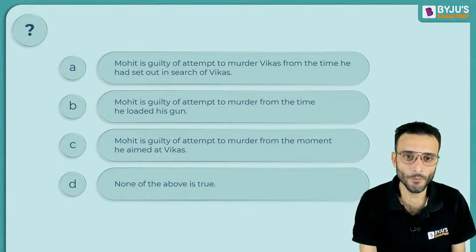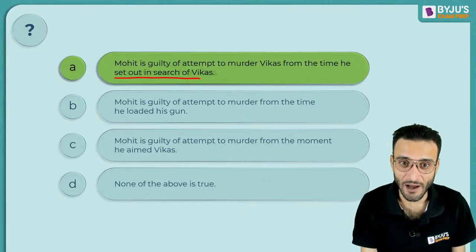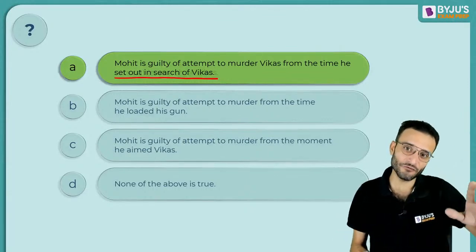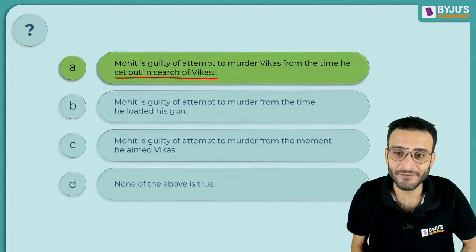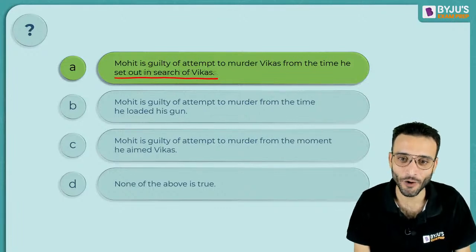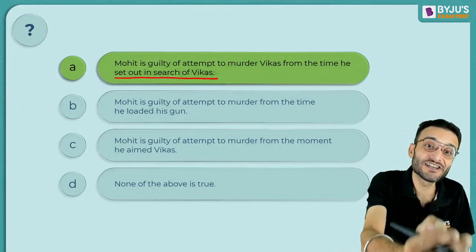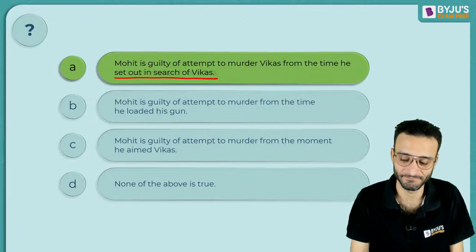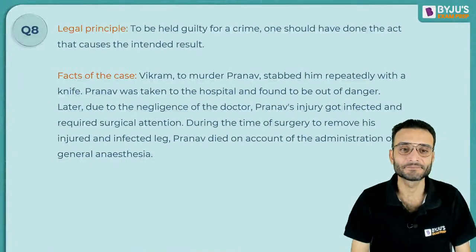The correct answer is Mohit is guilty of attempt to murder the time he sets out to search for Vikas. His preparation is over when he bought that gun. Anything after you purchase the gun will start with the attempt. Is that clear, all of you? Did you understand this trick? The moment he sets out to search for Vikas, that is the point in time his attempt starts. Question eight.